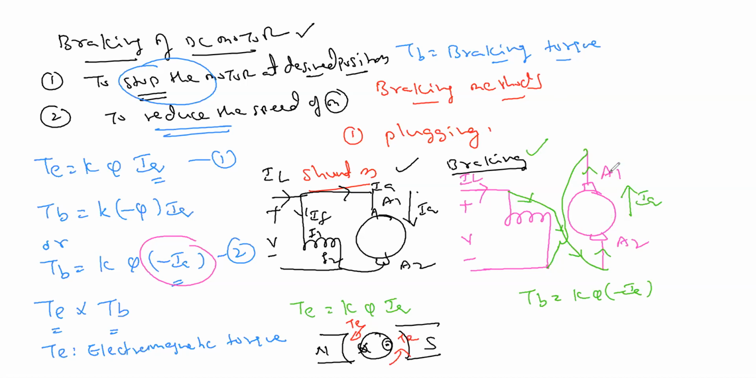What will happen in braking? You have changed the direction of the current. So what torque is acting here now? Look here. This is the field direction. The field poles are the same, but the current direction has changed. So then what will happen? Rotation will not start, but opposite. The torque which is acting is opposite to the electromagnetic torque. This is what is called braking torque, which is applied.